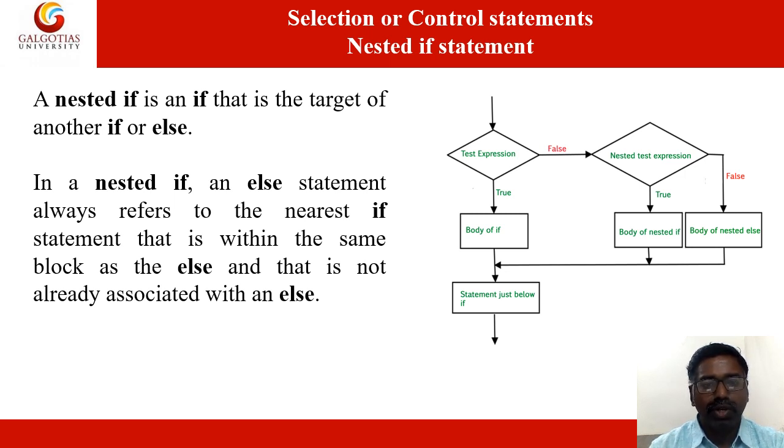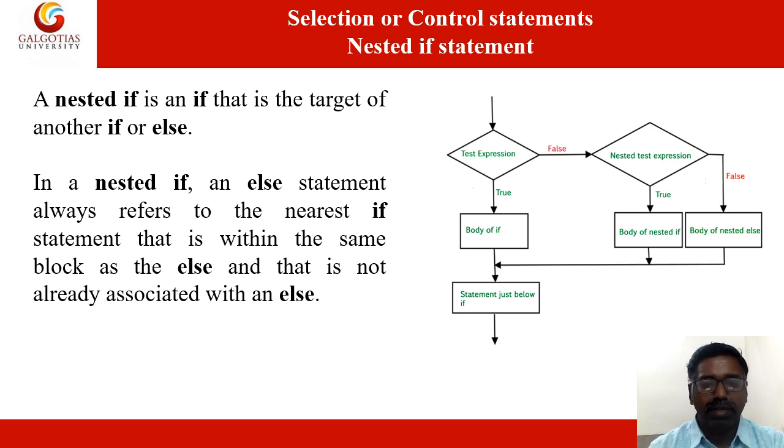So here in the flowchart you can see there is a test expression, and for the true part we are having a set of statements to be executed. In the false part you can see there is another nested test expression. For this also we separately have a true part and false part, and for this true statement and for this false statement we can have further nested if statements.